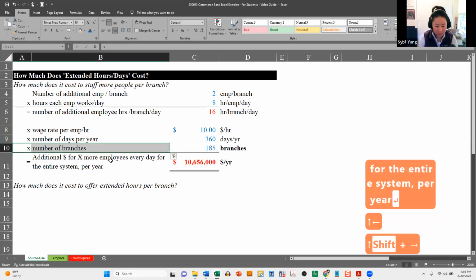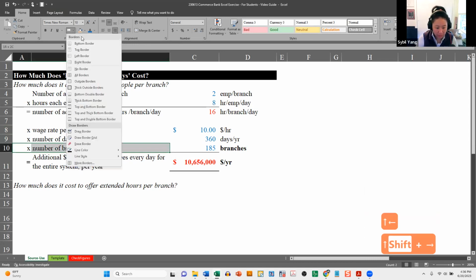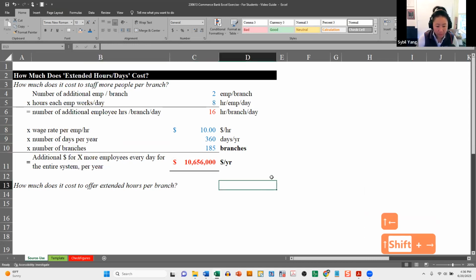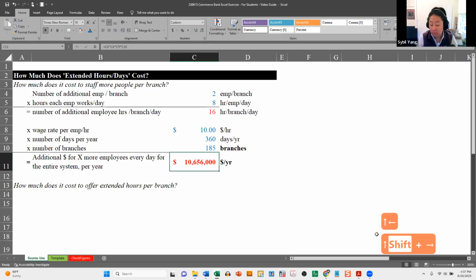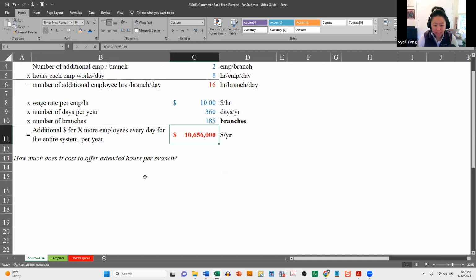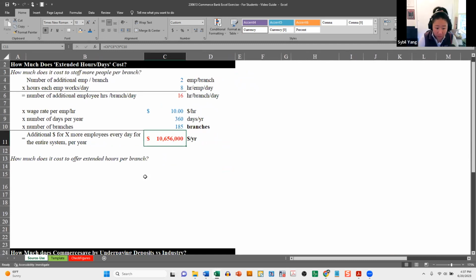Let me make sure the line lines up correctly. So it's going to cost $10.6 million to have 2 more employees for every single branch, and those are full-time employees working 8 hours a day. So that's how much it'll cost to staff more people.